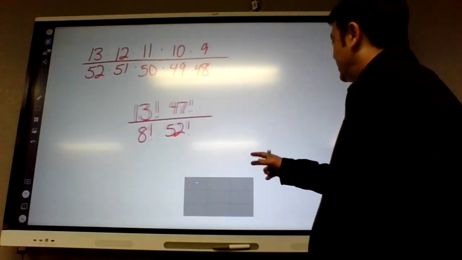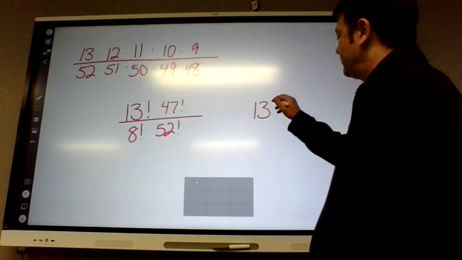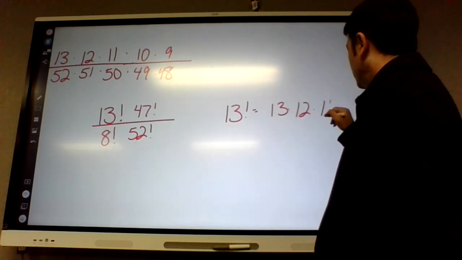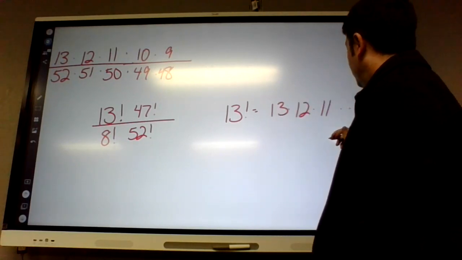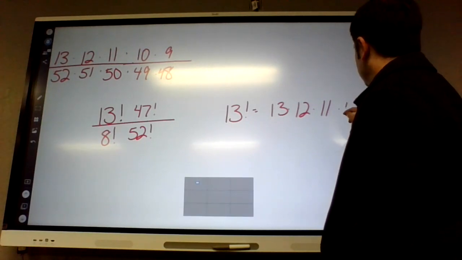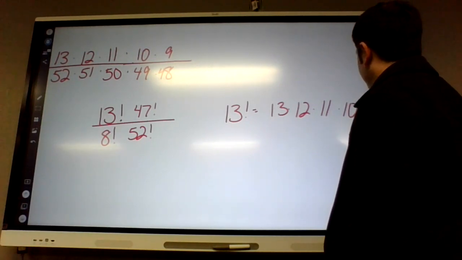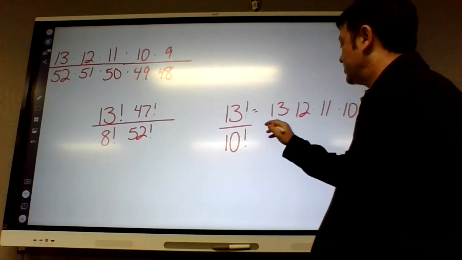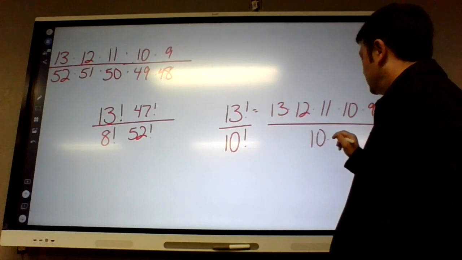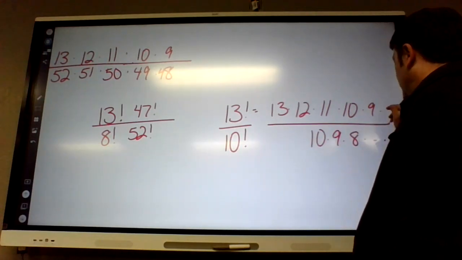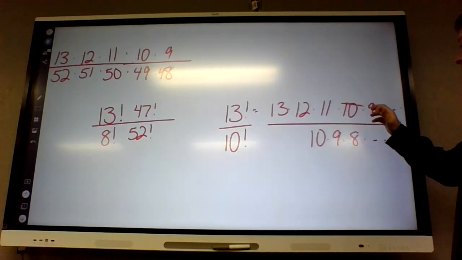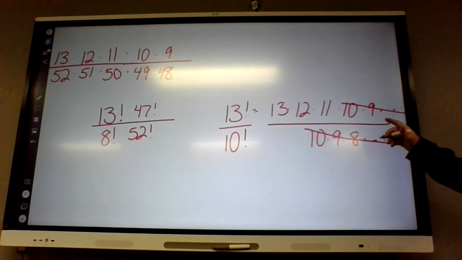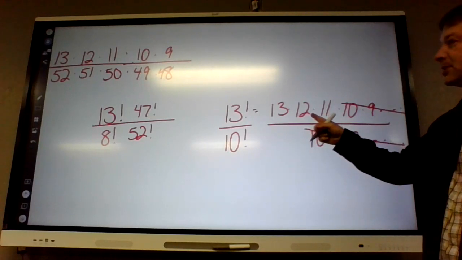Alright, let's back up a step. What does 13 factorial mean? 13 times 12 times and so on. What would happen if I divided that by, let's say, 10 factorial? The 10 times 9 times 8 would cancel out with dividing by 10 times 9 times 8, and so on. So it would just leave the 13 times 12 times 11.